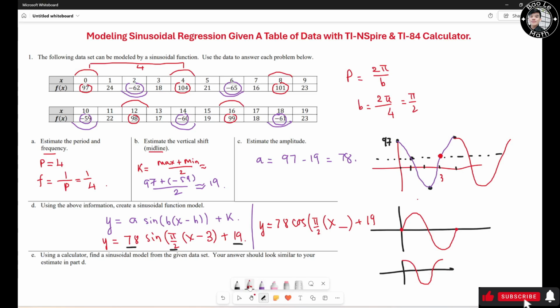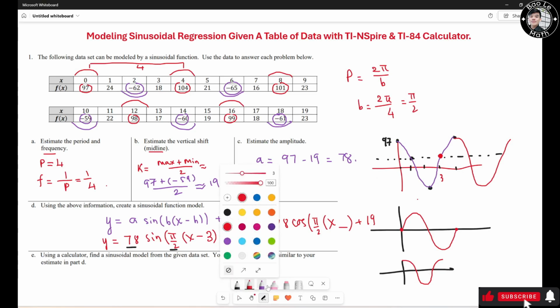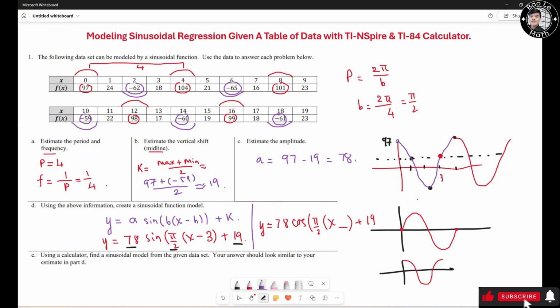So we look at this one right here. Obviously the function starts at the maximum value right at the y-axis, so there is no phase shift. The phase shift right here is 0. That's the answer.